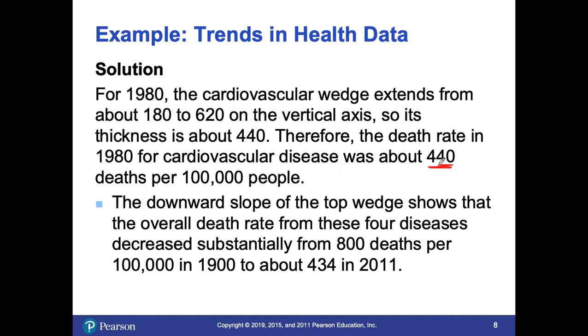Now, the downward slope of the top wedge shows that the overall death rate from these four diseases decreased substantially, which is nice. It went from 800 deaths per 100,000 in 1900, which makes sense because death rates were much higher and healthcare wasn't as developed, to now, which is probably even better, but in 2011, according to this data, it went down to 434 per 100,000.